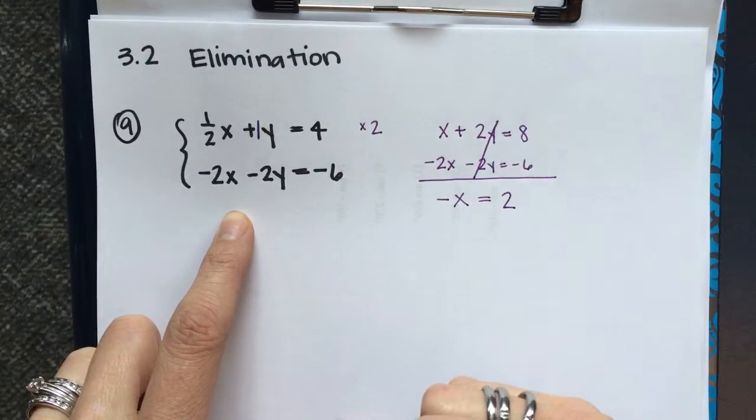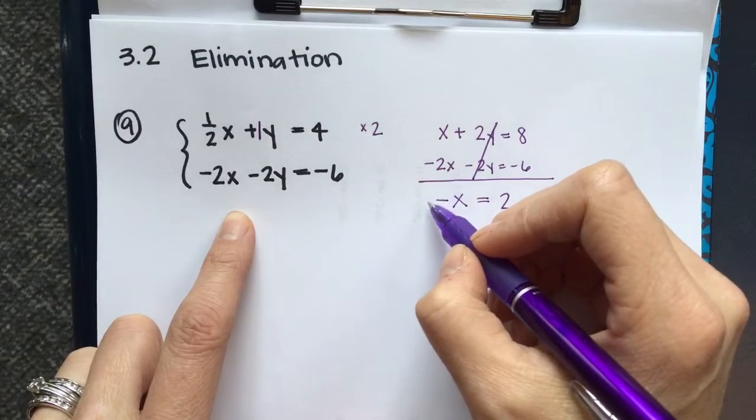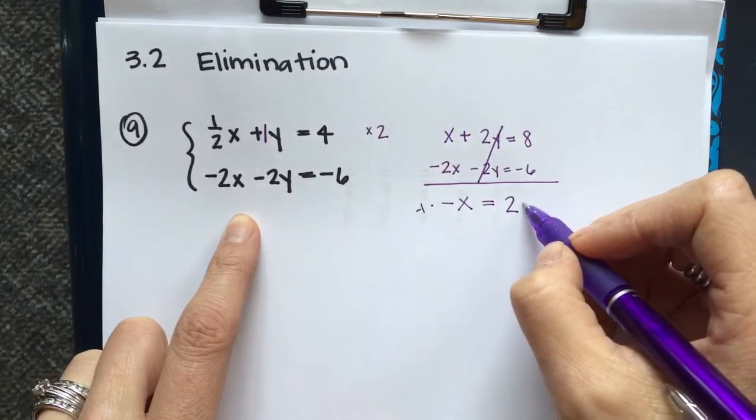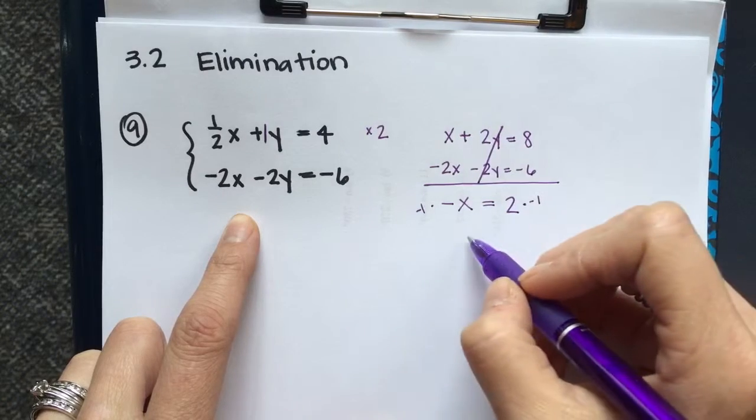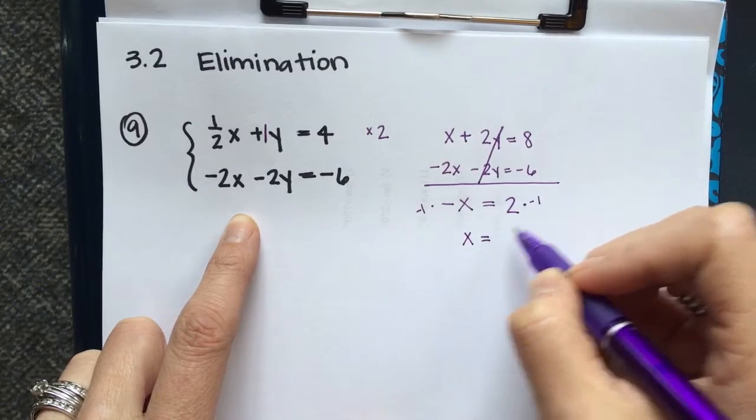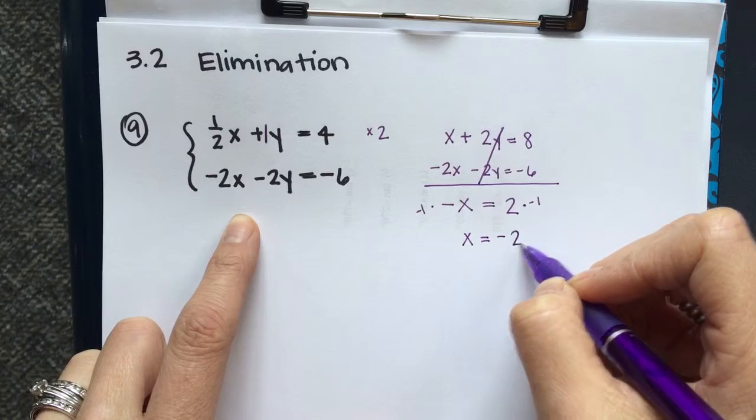To make that so that it's not a negative x, it's just an x, I can multiply both sides by a negative 1. Negative times a negative makes that a positive x. 2 times negative 1 is negative 2.